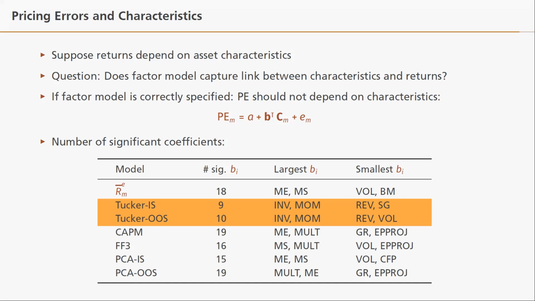And surprise, surprise, momentum and reversal are fully priced. For the other factor models, they're essentially close to 18. So it means the pricing errors of these models still have information from the characteristics. They don't capture the link between returns and the characteristics really well. There's something missing. It's more misspecified.